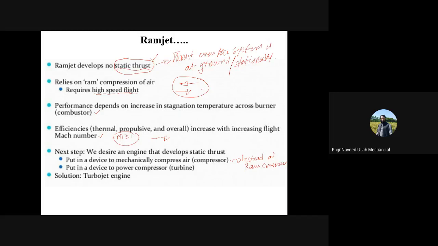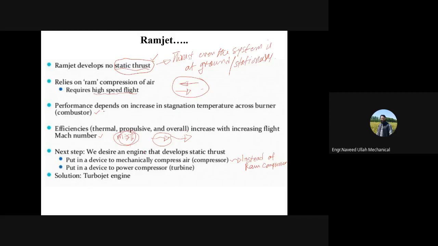अगर मार्क नंबर जो है ना ग्रेटर देन 1 है या मार्क नंबर इक्वल टू 2 है, you can see that the velocity at entrance, at entry, is increased and that is converted to pressure, so more pressure ratio will be here, and similarly you can increase the aircraft ramjet velocity.